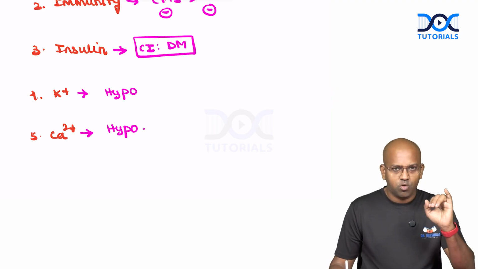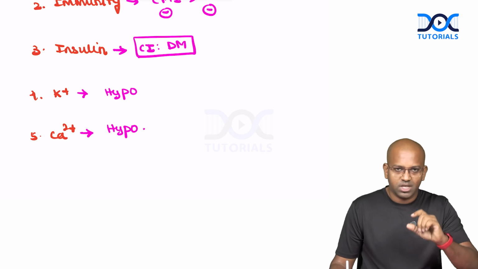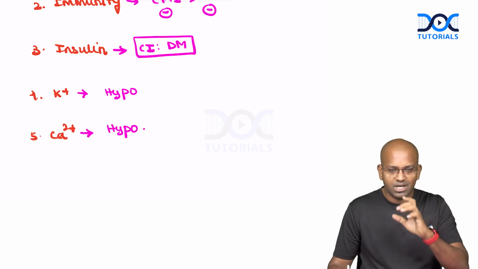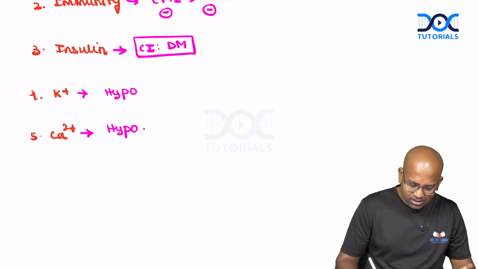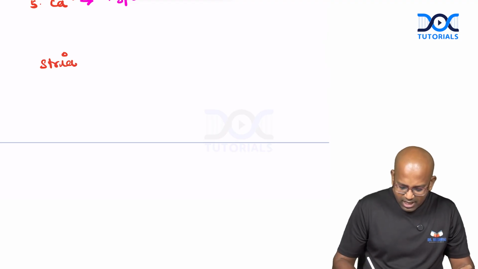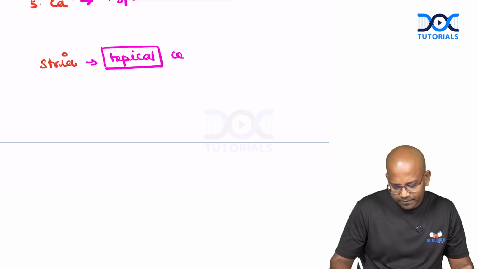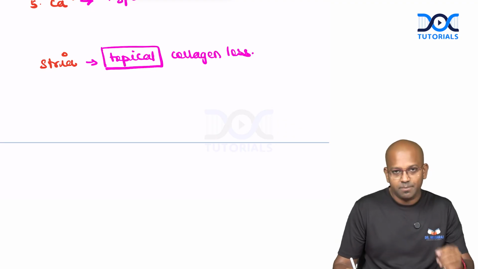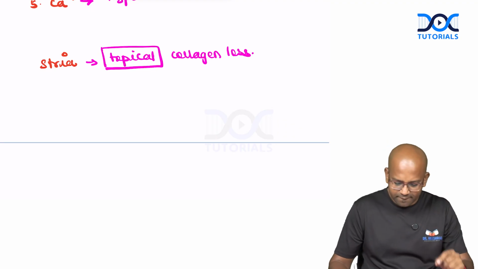So we have seen about bone and GI mucosa. Apart from that, what are the levels which are increased and what are the levels which are decreased, and certain other adverse effects like patients might develop striae, especially when given via topical route, because it might produce collagen loss. Steroids might induce collagen loss. That's why there might be striae which develop over the skin.